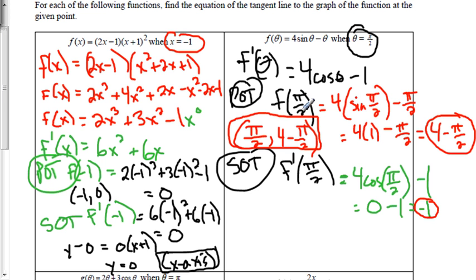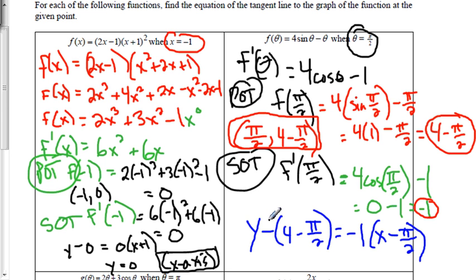When I substitute in pi over 2, 4 times sine of pi over 2, and sine of pi over 2 is 1. So that's 4 minus pi over 2. I'm just going to leave it like that. And then the derivative is 4 cosine of pi over 2. Cosine of 90 degrees is 0, so it's 0 minus 1, -1. So now I can come up with my equation of the line. Again, y minus y1 equals m times x minus x1. Looks like this. I can simplify it, and we get y equals -x plus 4. But we can always leave it in point slope form.